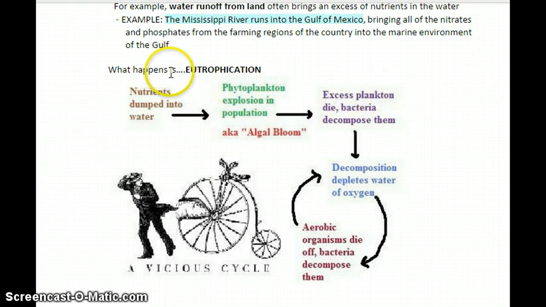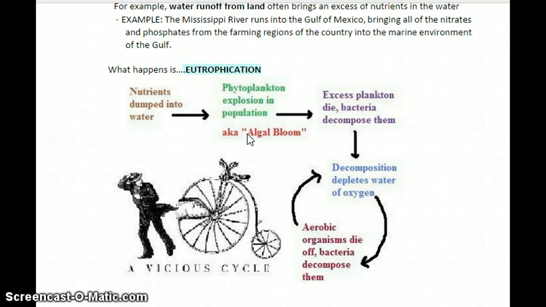But it can actually cause a big problem, and this problem is called eutrophication. So eutrophication happens when you have a lot of nutrients dumped into the water, and then you have the phytoplankton who thrive on those nutrients. They just love it. They explode in population. They're just like, wow, eating up all these nutrients that are suddenly being introduced. And that can cause an algal bloom.